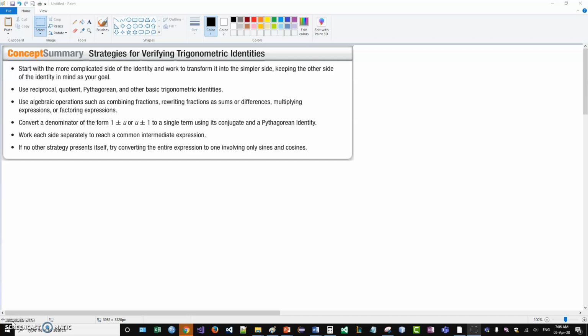If no other strategy presents itself, try converting the entire expression to one involving only sines and cosines, and I think we've used that before. So these are some of the strategies that you can use for verifying trigonometric identities.